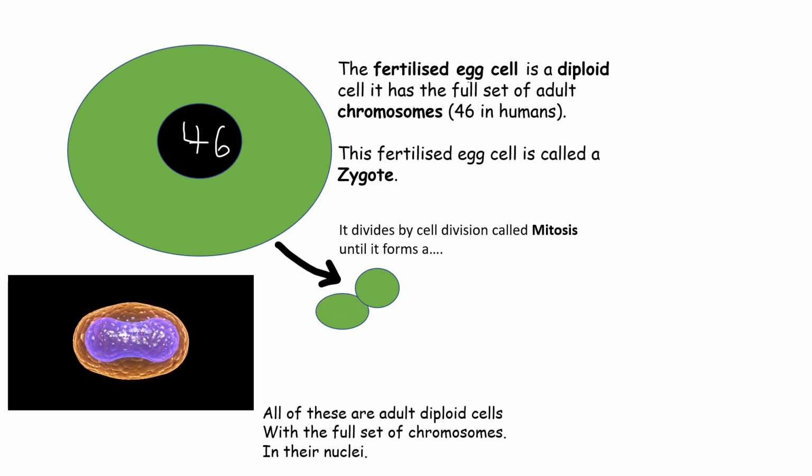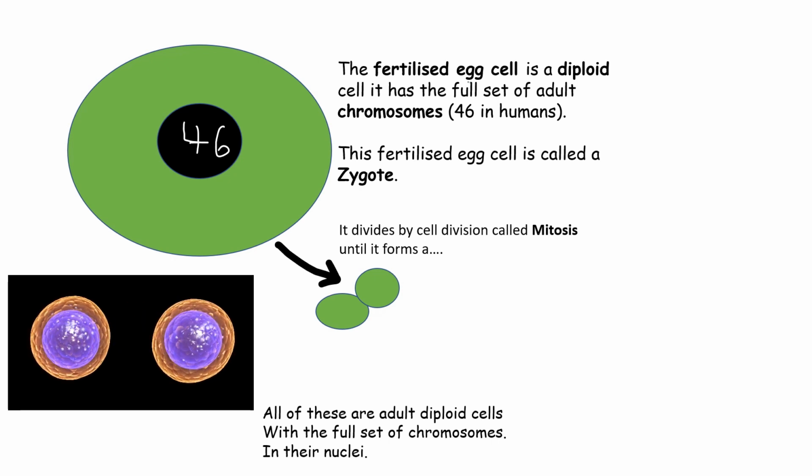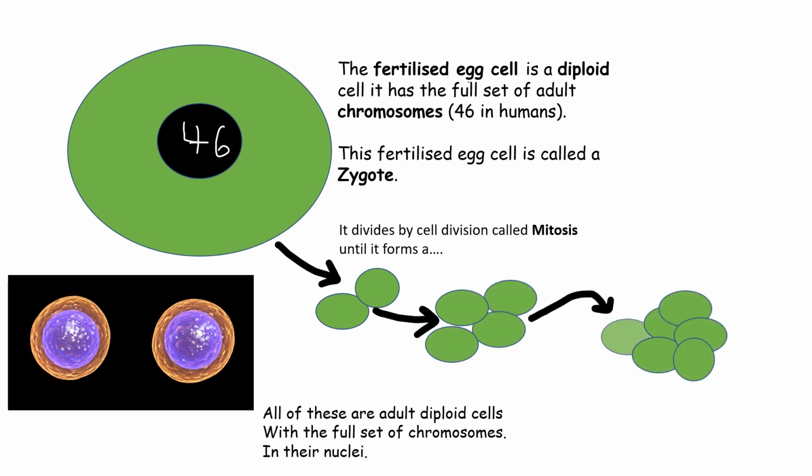Each of these two daughter cells will further divide by mitosis, forming 4 cells, and so on, until a small ball of cells is formed that we call an embryo. All of these cells are diploid cells with the full set of chromosomes in their nuclei.